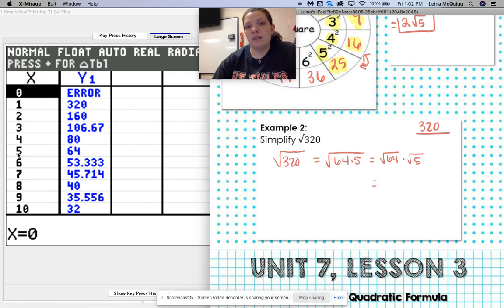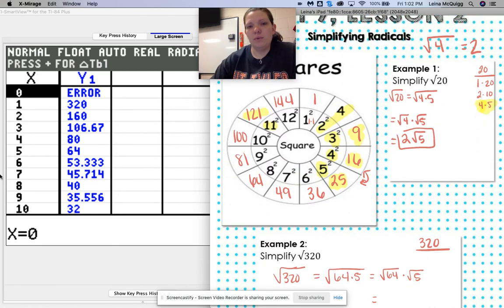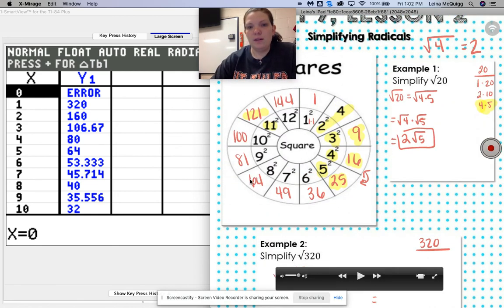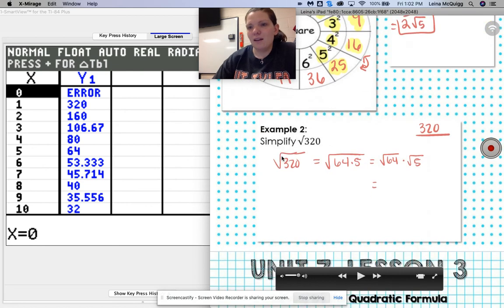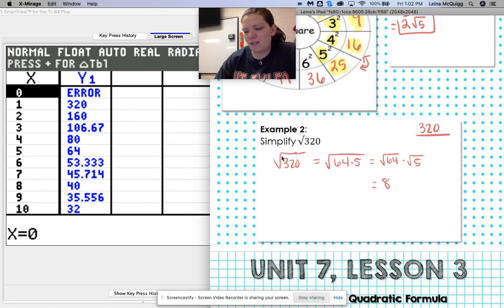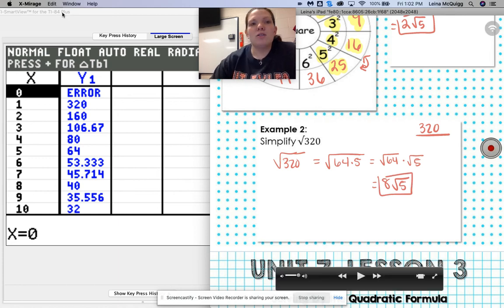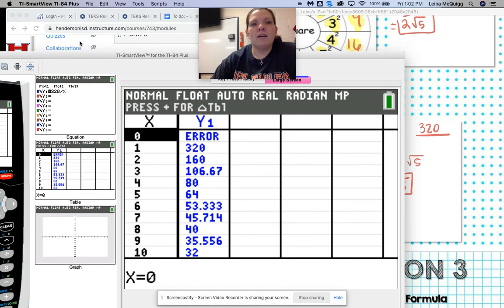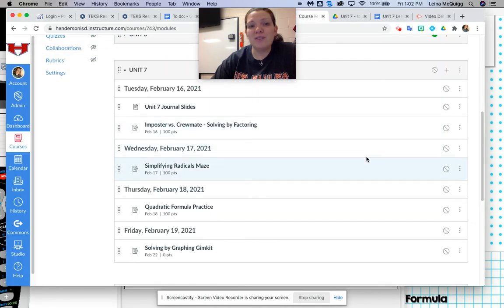Well, the square root of 64, if we look at our wheel up here, if I find 64 and go backwards, the square root of 64 is 8. So that means this is 8 times the square root of 5. And that's my answer. Okay? So that's simplifying radicals.